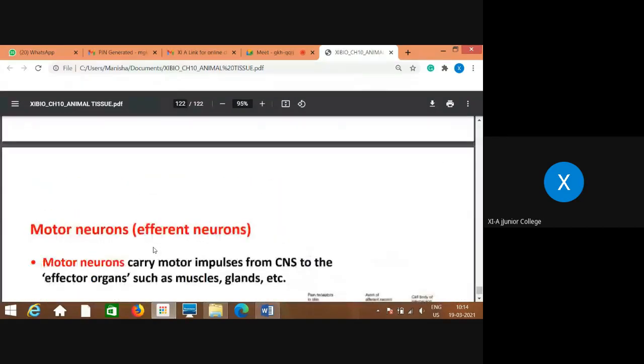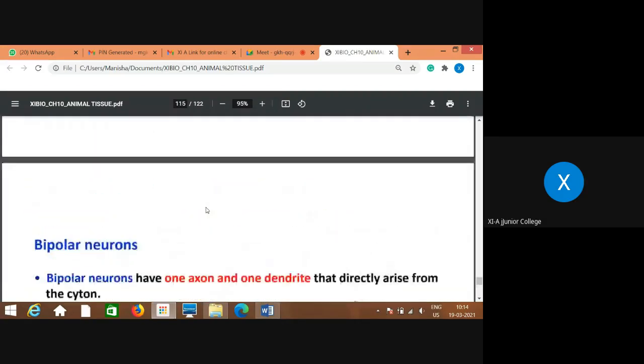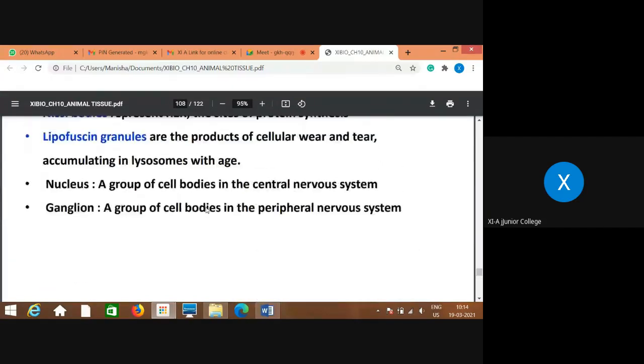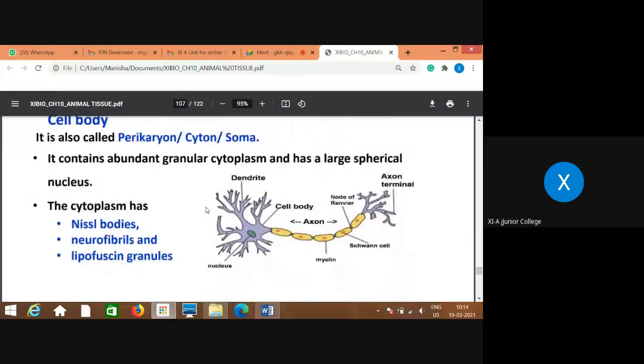So I hope you have understood nervous tissue, and we have completed this chapter, meaning all the types of tissues here. So I will revise this part of nervous tissue again, and the structure I will just revise. This is the cell body, that is cyton, and the axon. So a neuron is made up of the cell body called cyton and the elongated, cylindrical part, that is axon.